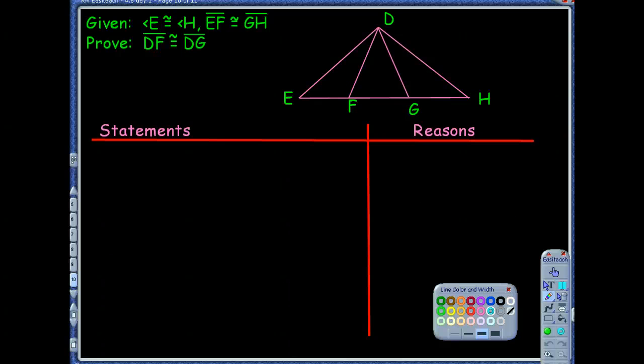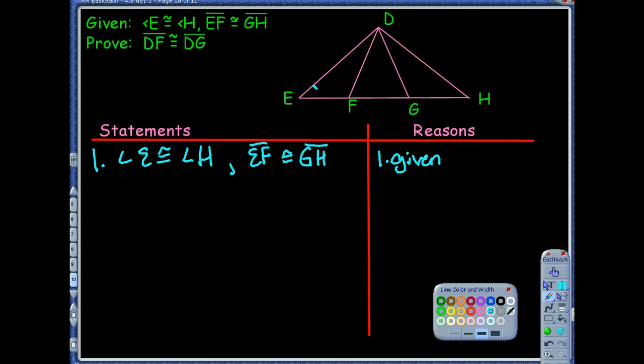First of all, we know in this example that we've got some angles that are congruent. We have angle E is congruent to angle H, and we also have a set of sides: segment EF is congruent to segment GH. I'm going to go ahead and mark that in my picture. So angle E, which I know has to be talking about this one, is congruent to angle H, and EF is congruent to GH. Now, let's take a look at where we're going. We're trying to prove that DF, this segment right here, is congruent to DG, this segment right here.